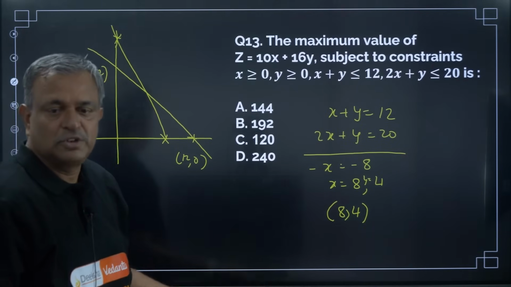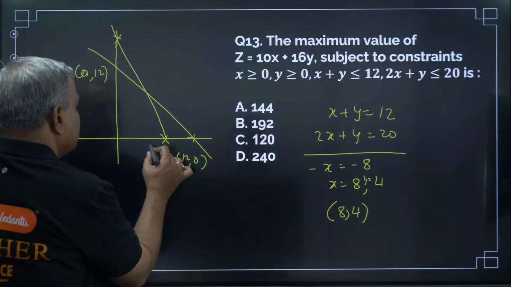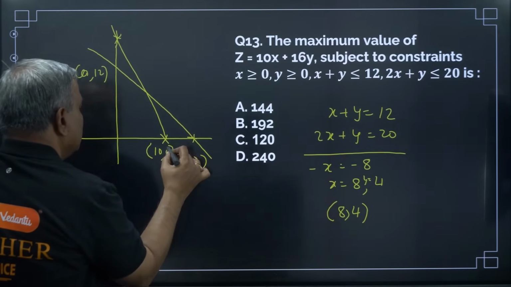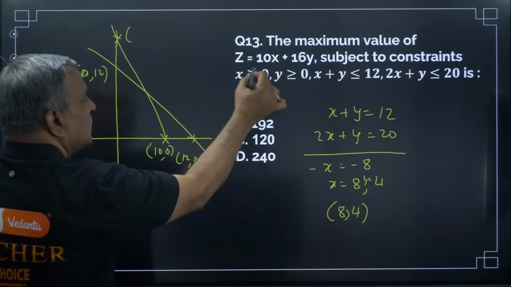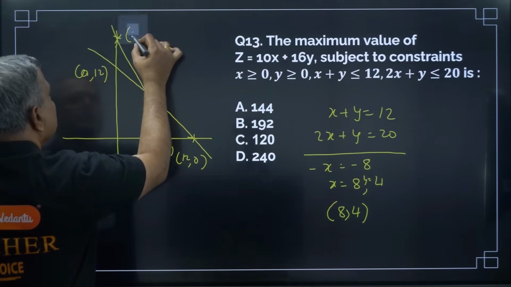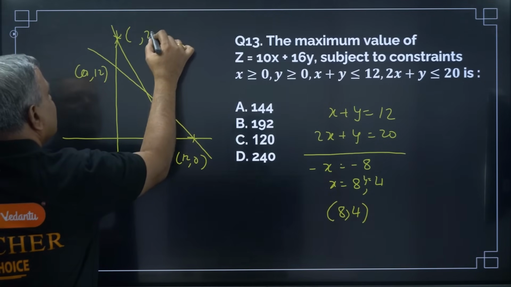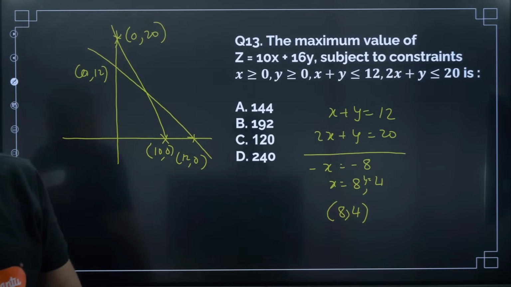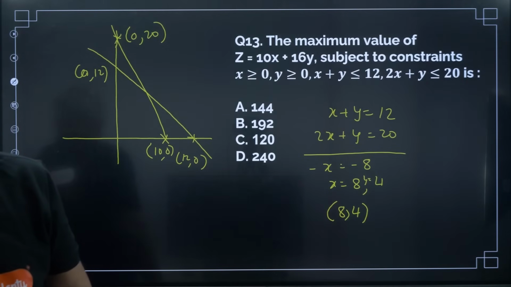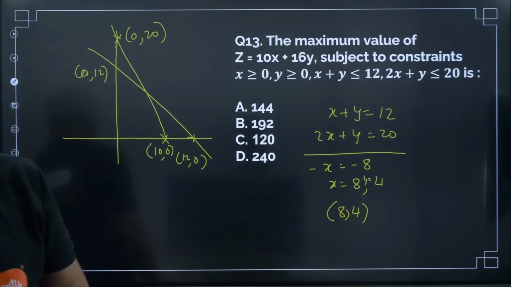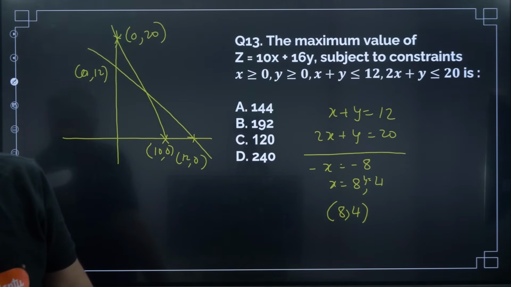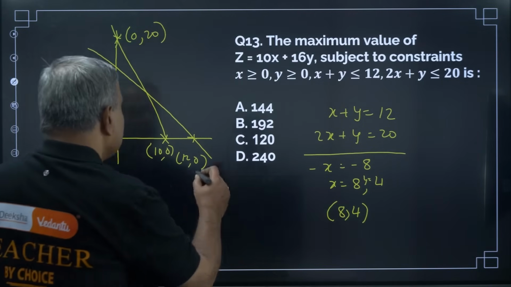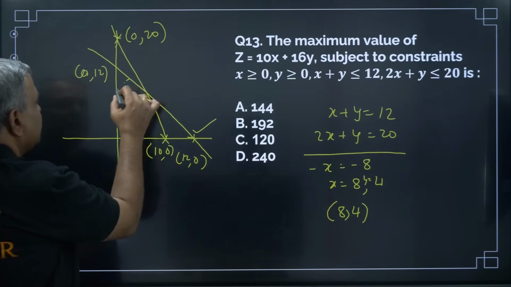Clear to you? So you substitute the values. What are the endpoints we are getting? This point is 10 comma 0, and if we put x equal to 0, this point is 0 comma 20. You substitute the values 0, 0, then 10 comma 0, then 8 comma 4, and then 0 comma 12. So you'll find that 0 comma 12 is the maximum. So the feasible region is this one.